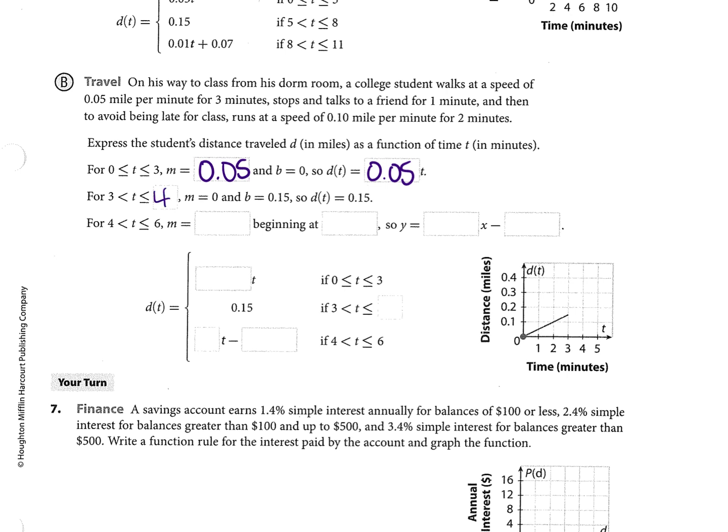Then for the next 2 minutes, it says, and then to avoid being late for class, he runs at a speed of 0.1 miles per minute for 2 minutes. So his slope is 0.1, beginning at the point 4, because that's where he starts this section, 0.15.